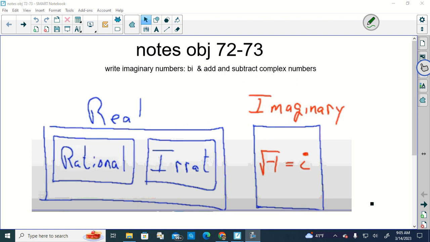Okay, this section, been talking about it for a while, is where we're going to start working with radicals where we've got negative numbers underneath the radical, which is impossible because when you square a negative, it winds up being a positive. So when we're looking at these, we're going to be talking about real numbers and imaginary numbers.